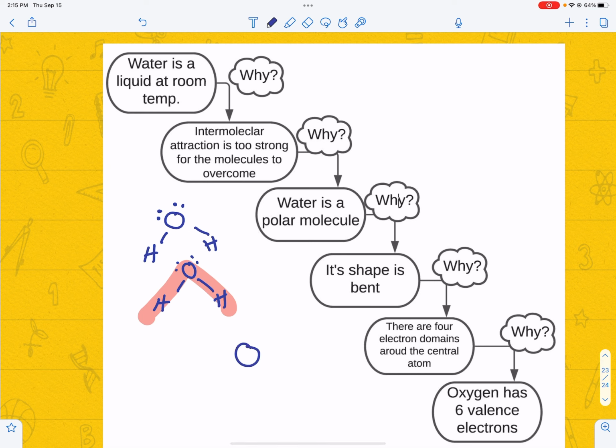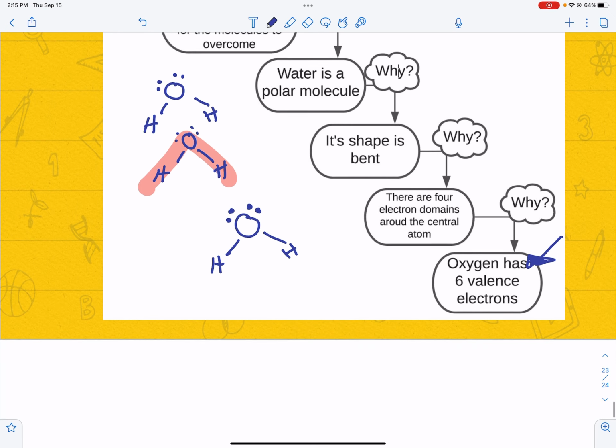We will learn it's bent because it has what we call, and you don't know this yet, so you should not know this yet, 4 electron domains around the central atom. Well, why does water have 4 electron domains around the central atom? Because oxygen, the central atom, has 6 valence electrons. Why does oxygen have 6 valence electrons? So you can keep going and going and going. And eventually we start getting into these chemistry principles that we are going to start learning this year.